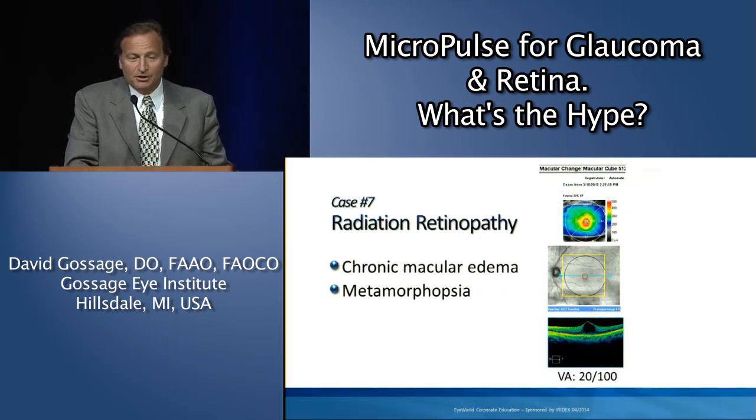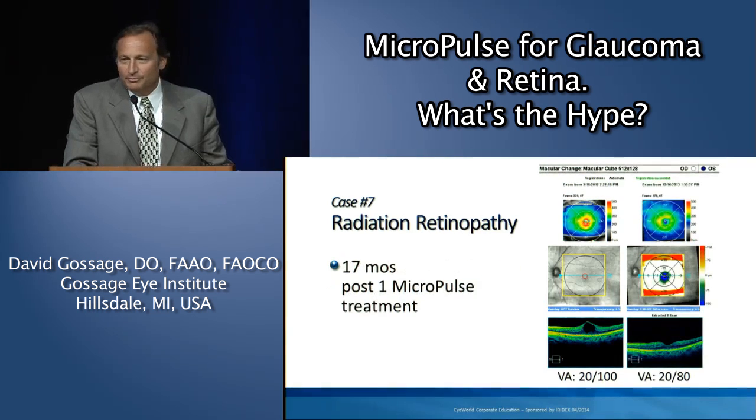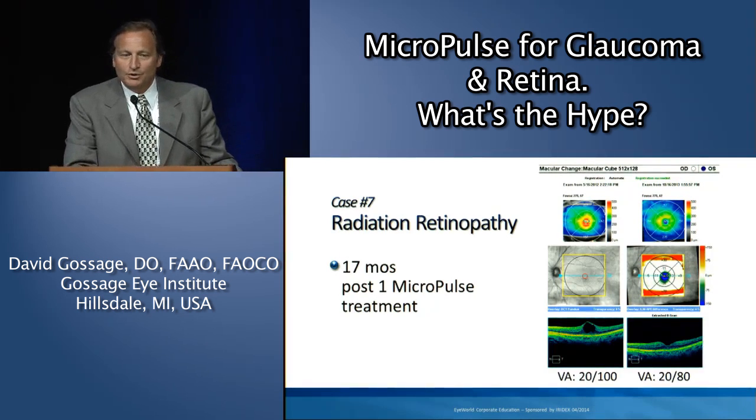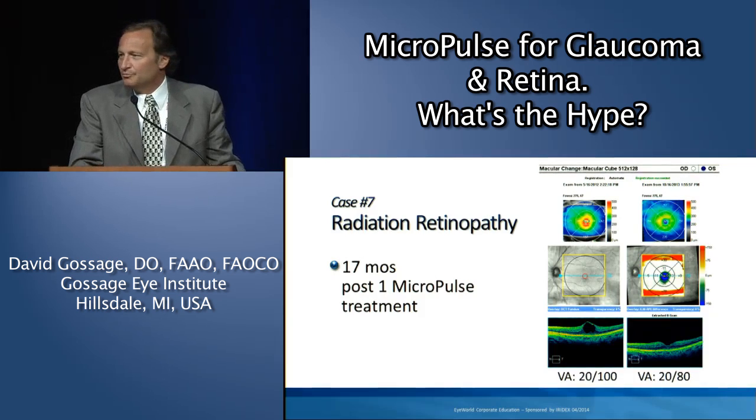This one happens to be my golf partner. He was a Vietnam veteran who ended up with ocular lymphoma and radiation to his orbit. Ended up with chronic macular edema and metamorphopsia. Visual acuity was 20/100, and the patient underwent MicroPulse treatment. Vision 17 months later improved to 20/80 with resolution of the edema. Visual acuity is probably going to still remain 20/80, though.